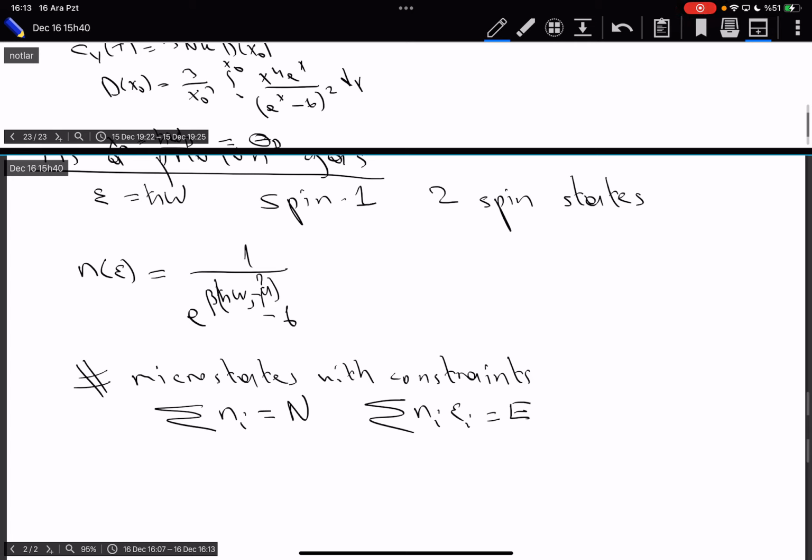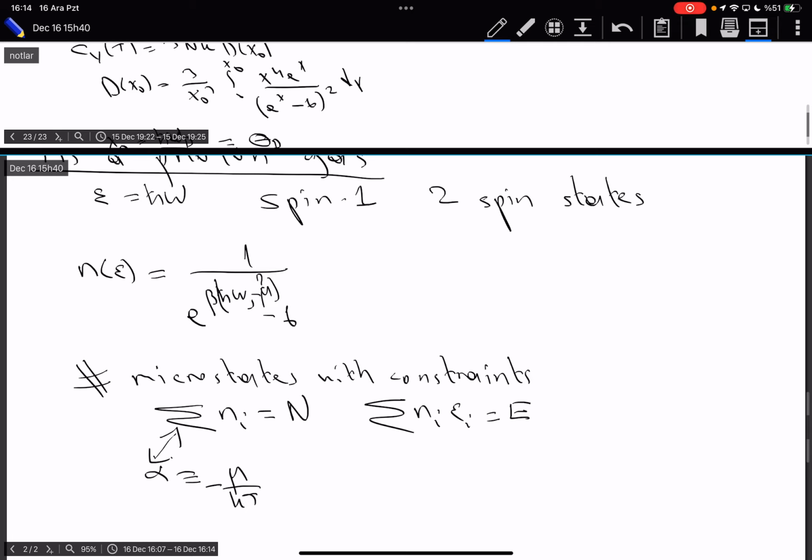And we had to maximize the most probable distribution of particles among the microstates. We had to maximize our function subject to these constraints. And how do we do that? We had to introduce the Lagrange multipliers. One of those Lagrange multipliers was alpha, related to the chemical potential mu. And that alpha Lagrange multiplier, we had to introduce it to impose the constraint on the number of particles.